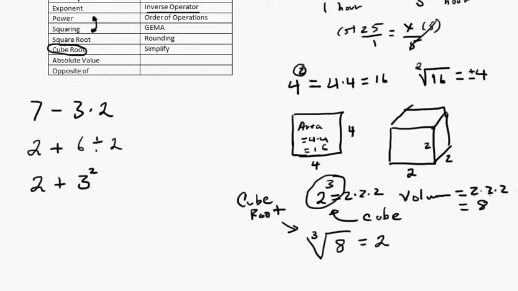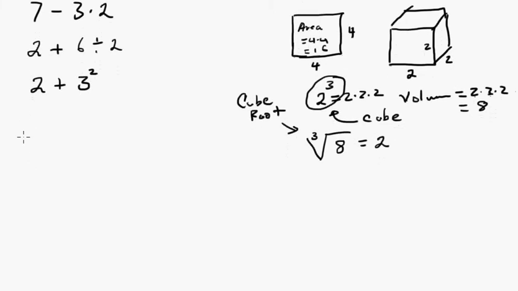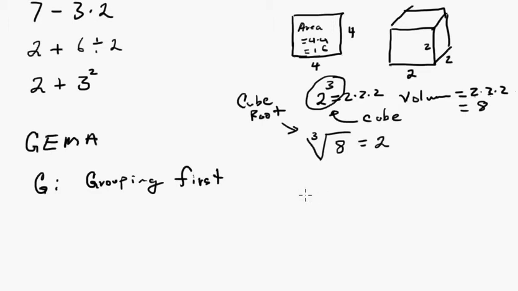So to remember that, we come up with this thing called an acronym, G-E-M-A. We kind of call it GEMMA. But G means do the grouping first. Sometimes we have what I call nested groups.